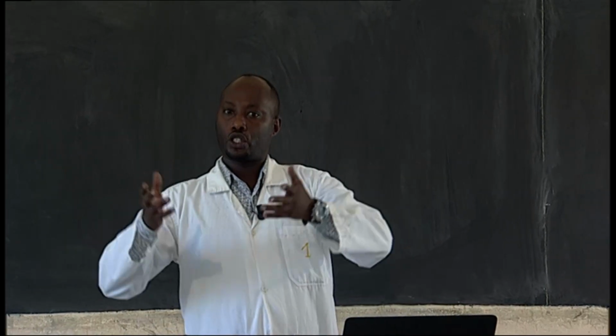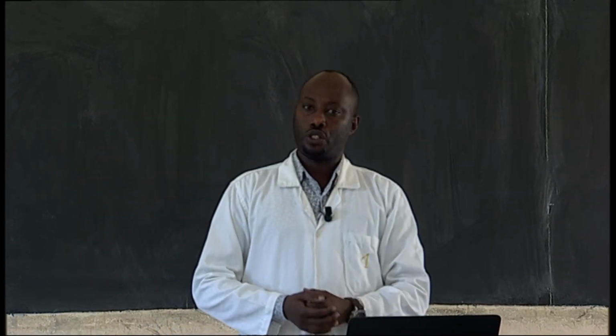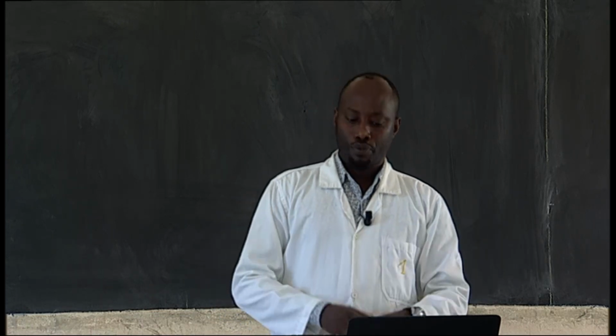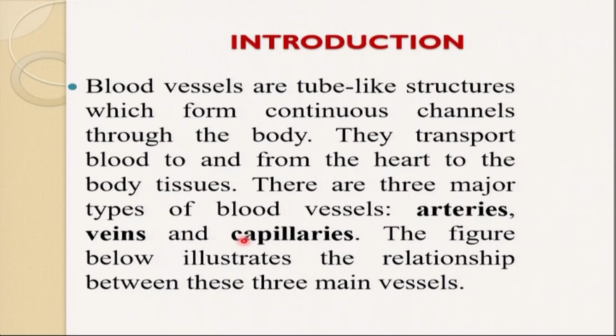So we're going to go through the three major types of blood vessels. We talk about their functions, we talk about their adaptations, and how their structure is made up. So I said blood vessels are tube-like structures which form a continuous channel through the body. They are tube-like structures which normally form a channel in our body. And what do these blood vessels do? They transport blood to and from the heart. They transport blood away from the heart. They also bring back blood to the heart.